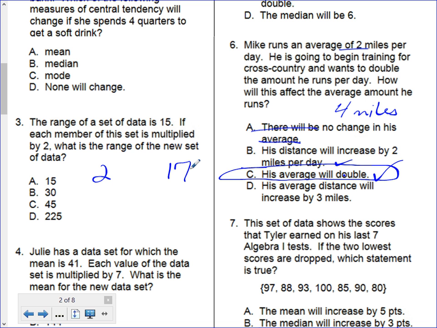Do you understand that? No. Because the difference between the lowest and the highest. Why is the range 15? Because they're 15 apart. Okay. Next, it says if each member is multiplied by 2, what's the range of the new set? So what am I going to do? Just double.